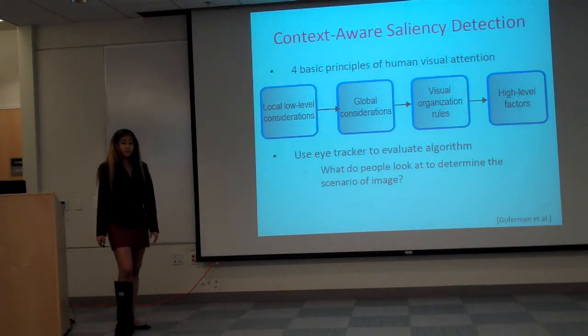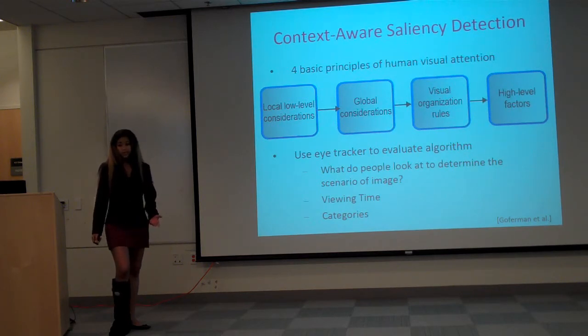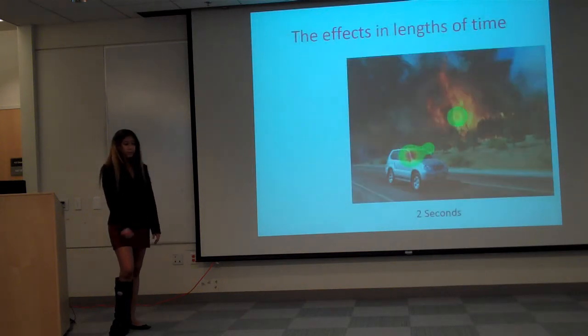So what I've been doing is, because it's a new area, there's not any human evaluation, so I've been using my eye tracker to see if what people look at to figure out an image is the same thing as what this computer algorithm is doing. At first I had a preliminary experiment to figure out how long people need to look at the picture, and also what different categories of images to look at.